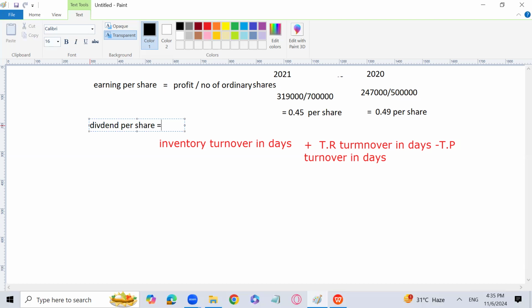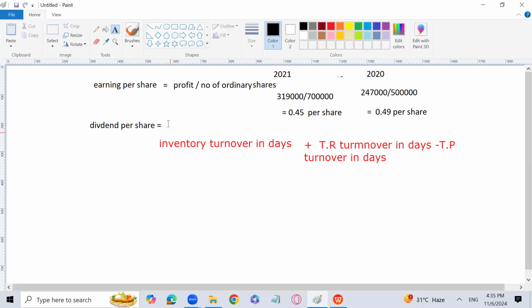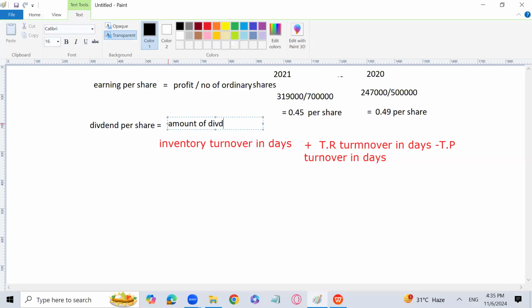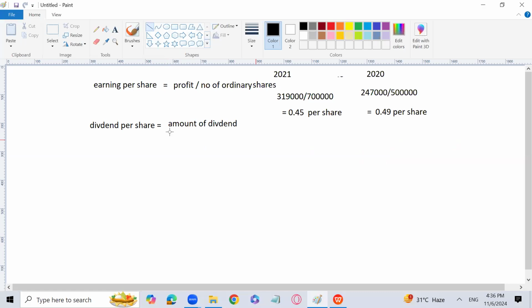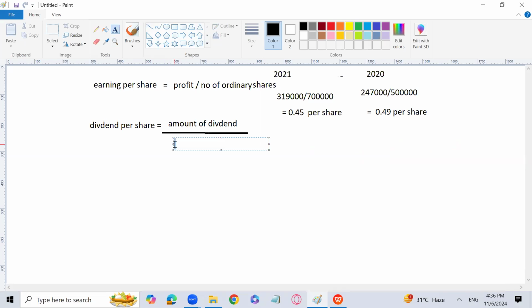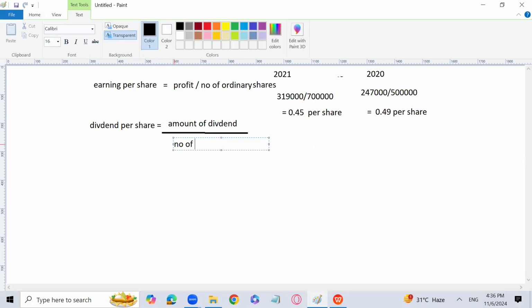Dividend per share is the amount of dividend divided by number of ordinary shares, because we need to find the dividend per share. So the formula is amount of dividend divided by number of shares or number of ordinary shares, one and the same thing.